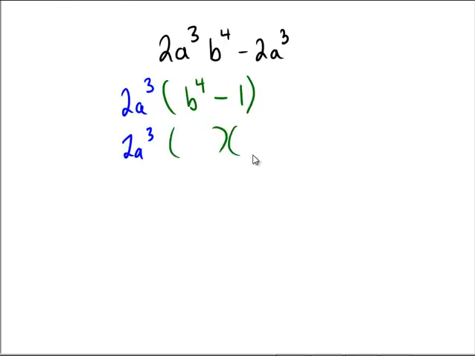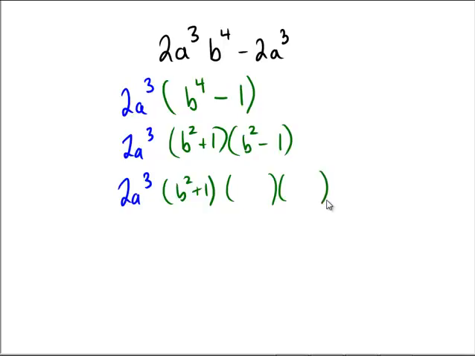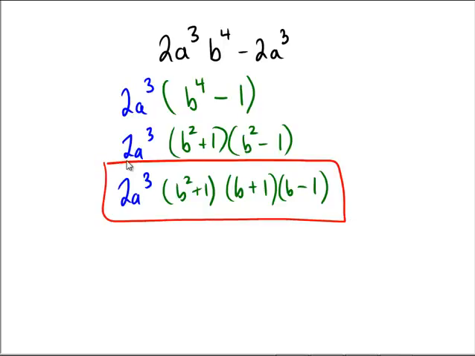What's the square root of b to the fourth? That's b squared. What's the square root of 1? That's 1. First one plus, second one minus. Then, last stage, the b squared plus 1 is unchanged, but the b squared minus 1 can be factored down even further. The square root of b squared is b, the square root of 1 is 1. Make the first one plus, the second one minus, put a box around your answer, and a smiley face. You're done.